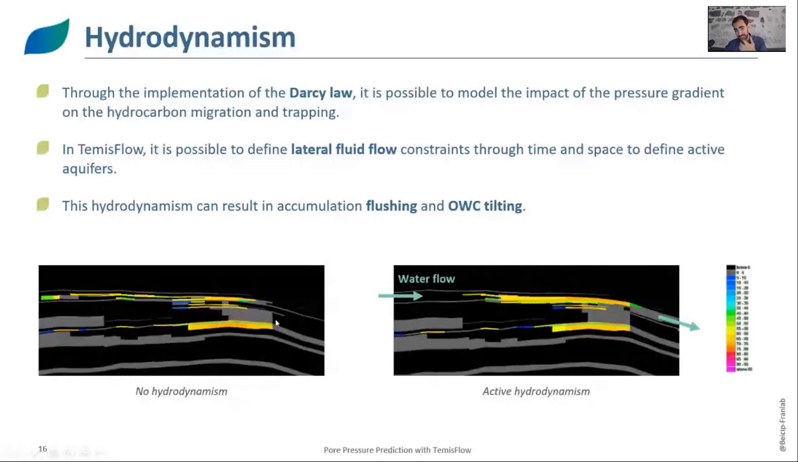So this is a very interesting case from the Middle East, where due to a strong erosion phase, this reservoir right here gets connected to the surface, and we have a flow of water that gets into the reservoir and pushes the hydrocarbons. So this is the case without hydrodynamism, and this is the case with hydrodynamism, which brings some hydrocarbon flushing and an oil-water contact tilting, which is very important and very nice to represent, as it allows to properly characterize the accumulation that is not located where we would expect it, which means at the top of the structure right here.